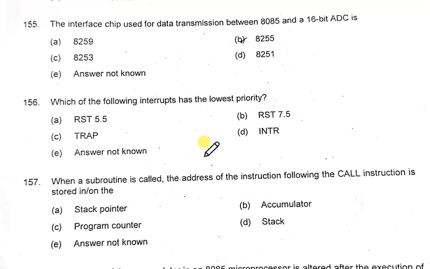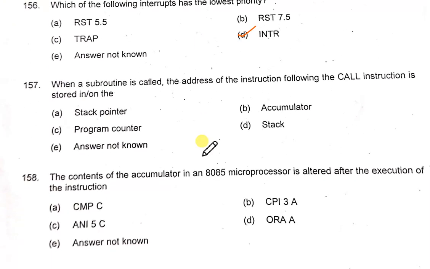The interface chip used for data transmission between 8085 and a 16-bit ADC is 8255. Which of the following interrupts has the lowest priority? So the option is option D. When a subroutine is called, the address of the instruction following the call instruction is stored on the stack.